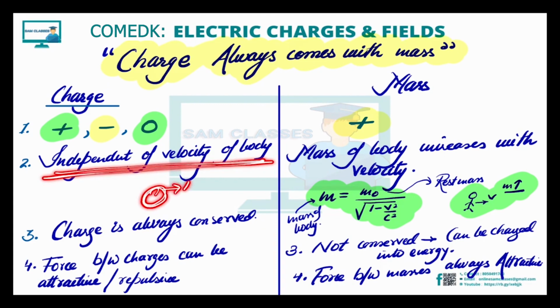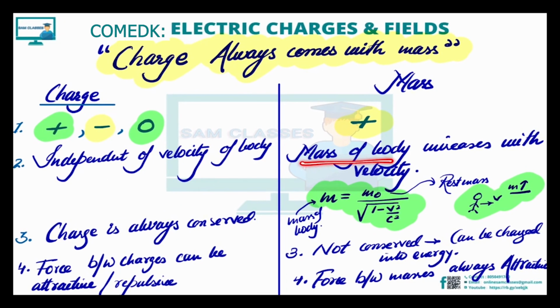Now charge is independent of the velocity of the body. Let's say a body has 1 coulomb charge, and it starts moving with a speed of 1 meter per second. Will the charge change? No. The charge won't change, correct? But if a body has mass, let's say a person, you started running at 10 meters per second. The moment you have a velocity, your mass will also change, student, correct? So with the velocity, your mass will also increase.